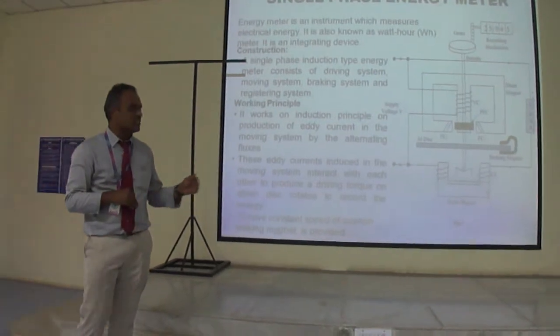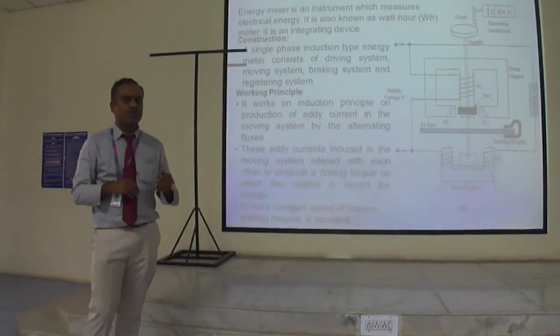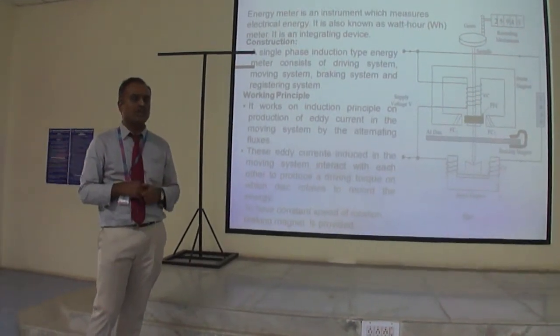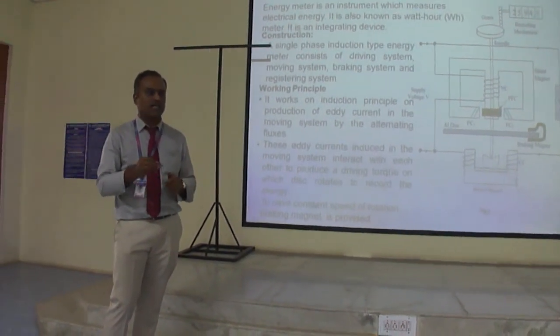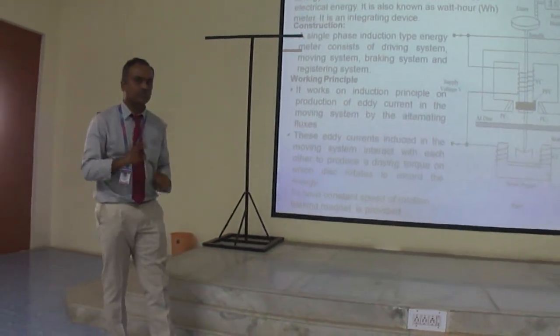So with this, this session is completed. The moving iron attraction type and the moving iron repulsion type are completed for measurement of current or voltage.